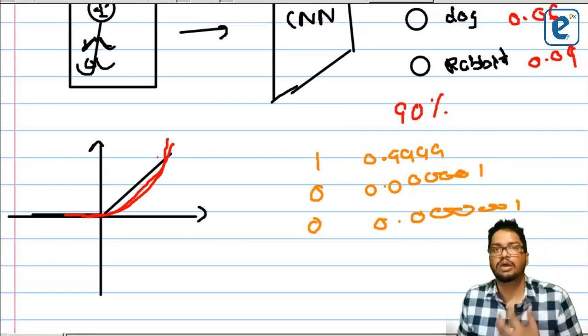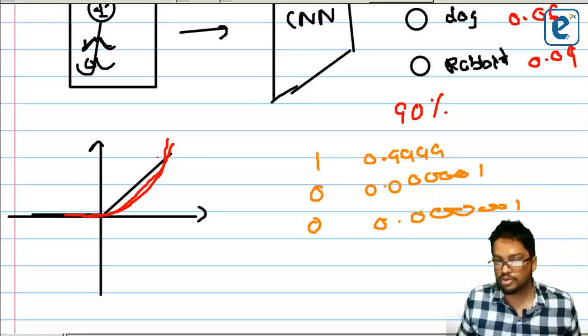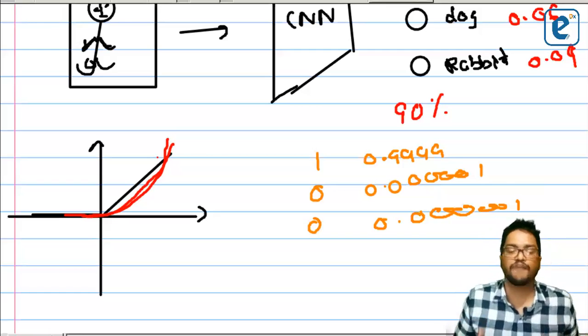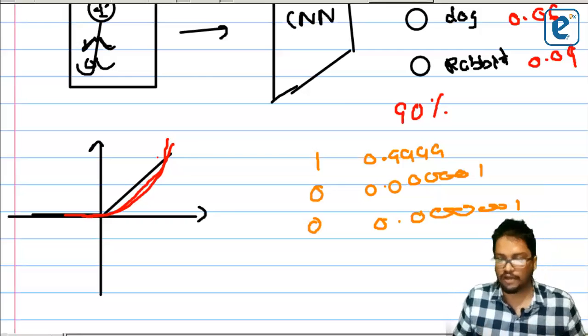Okay, so this is the activation function to be used? No, not like that. No theory, no factors to be considered. So this is mostly trial and error. What we have to do is change the activation function.